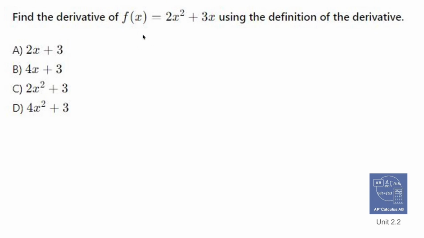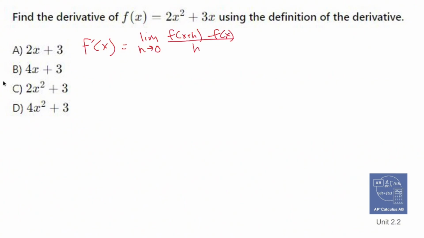Well, if I give you f of x, then we would call the derivative f prime of x. But what is the definition of the derivative? Well, it's the same thing as instantaneous rate of change, of course. The limit as h approaches 0 of f of x plus h minus f of x over h.